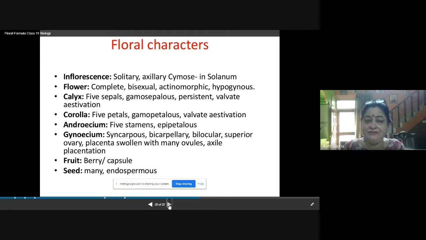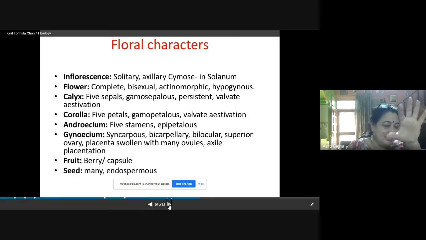Androecium: 5 stamens and epipetalous. The stamens are 5 and they are epipetalous. Now stamens are attached to the petals. So androecium and corolla are attached with each other. That is called epipetalous. Then gynoecium is syncarpous, bicarpellary, 2 carpels are there, bilocular, 2 loci where the carpels are present, superior ovary, placenta swollen with many ovules, and placentation is axile.